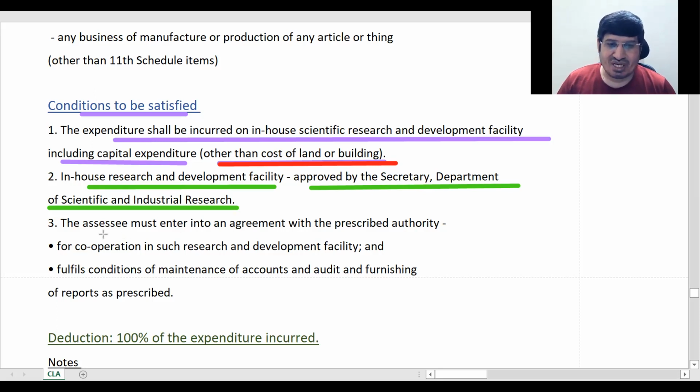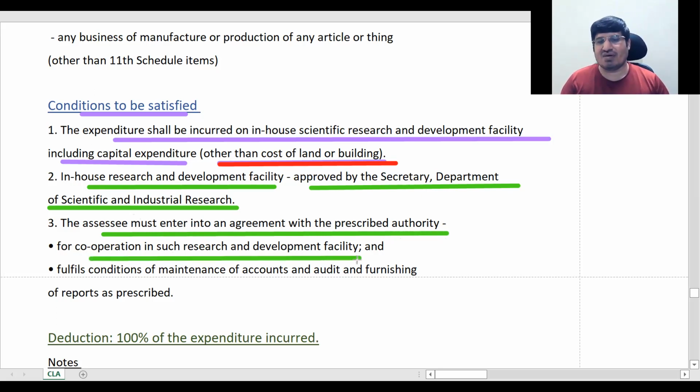Then SSC must enter into an agreement with the prescribed authority. Okay, he is the prescribed authority. Okay. और कोऑपरेट, सो इसके बाद क्या है कि इनको एक एग्रीमेंट एंटर करना पड़ता है फॉर कोऑपरेशन in such research and development. So whatever they are doing, they should share with us. That is called cooperation. Okay, what you are researching on, how much, where you have reached. Okay, so they should give permission to the government to inspect and all that, what's going on.